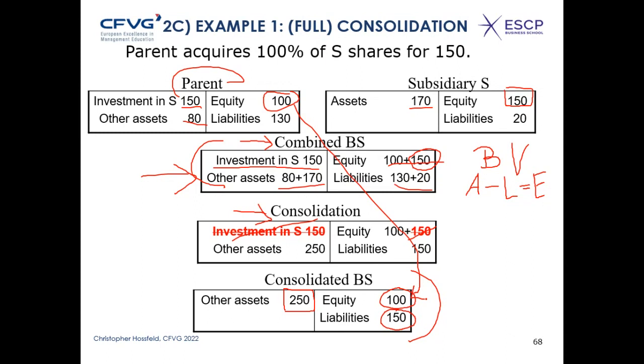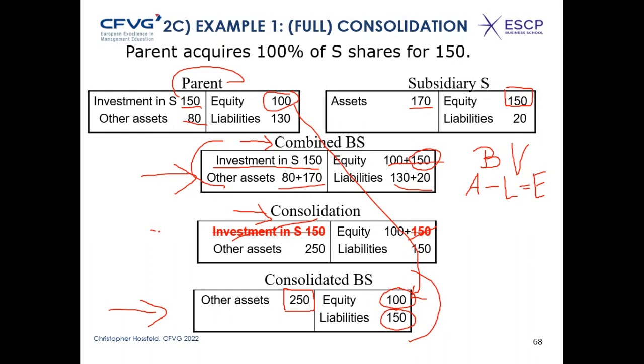Okay, and then we are done. This is the consolidated balance sheet. I do the same thing in the income statement. I add up all the numbers. I check if there are internal transactions. If there are, I need to delete them, and then I'm done.